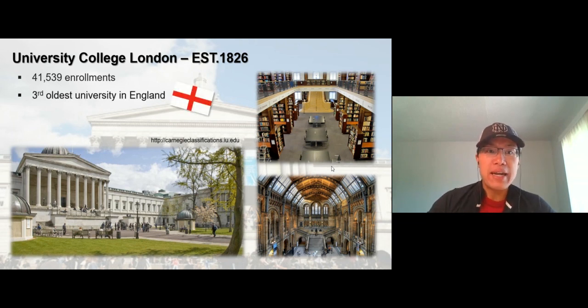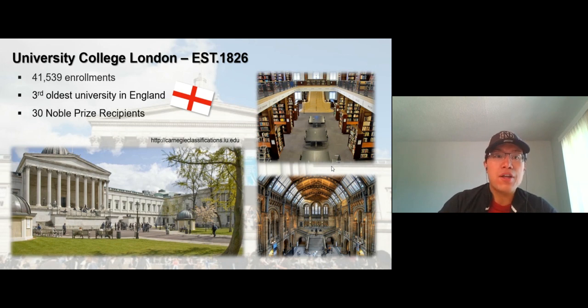And UCL is the third oldest university in England, behind, I'm sure you can guess, Oxford. Of course, Oxford is like number 1, the oldest, and Cambridge. Actually, I'm not sure which one. One of them is older, all right? But it's number 1, number 2. This is the third one, all right? And there are 30 Nobel Prize recipients that graduated from this university.